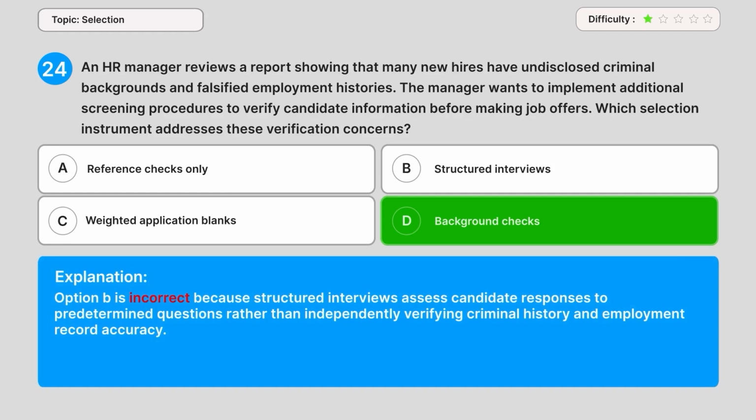Option B is incorrect because structured interviews assess candidate responses to predetermined questions rather than independently verifying criminal history and employment record accuracy.